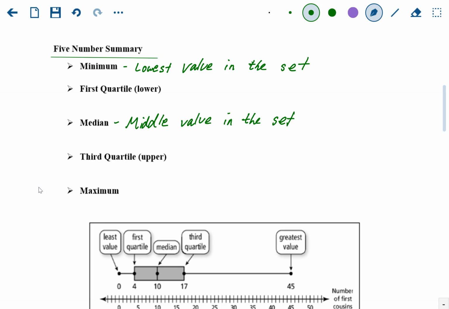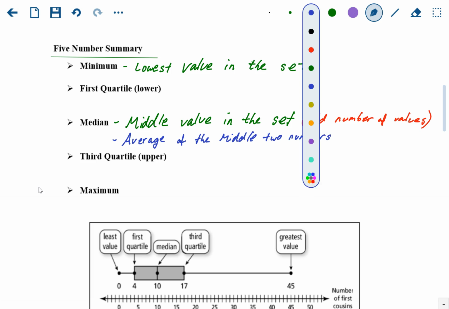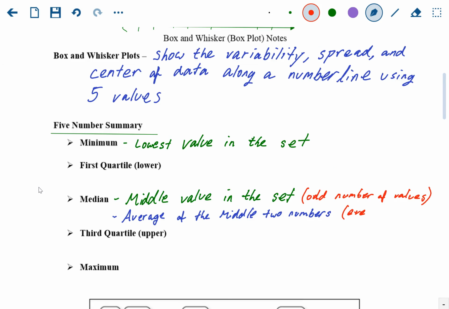Now the median has a special rule. Sometimes there's a middle number, sometimes there's not a middle. So it's the middle value in the set if there's an odd number of values in that set. So if there's 5, the third one will be in the middle. If there's 10 numbers in your set, there is no middle. It's going to be between 5 and 6. So how you do that is you find the average of the 2 middle numbers, whichever one's between 5 and 6, 5.5. That's for even number sets, even number of values.